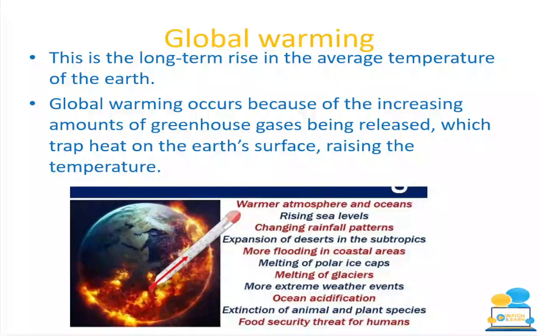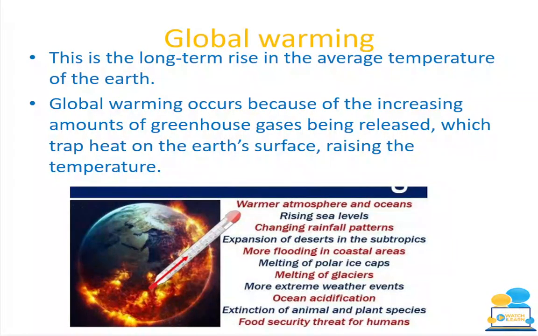There is an expansion of deserts, so the Sahara Desert is growing every year. More flooding in coastal areas, so for example in the likes of Cork, they're getting flooded out of it every winter. Melting of the polar ice caps, which means that the likes of the polar bears and the penguins are having to move away to other places, but there's only so far they can go.